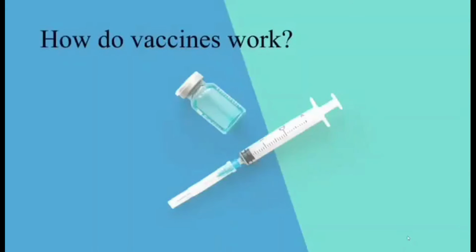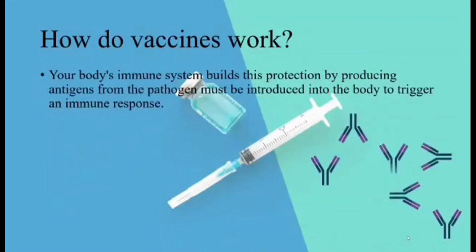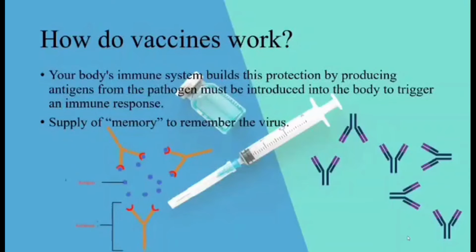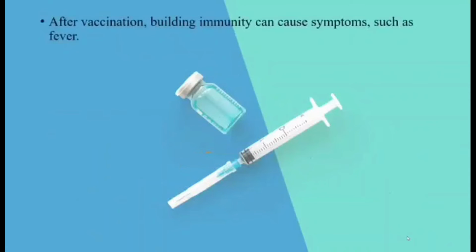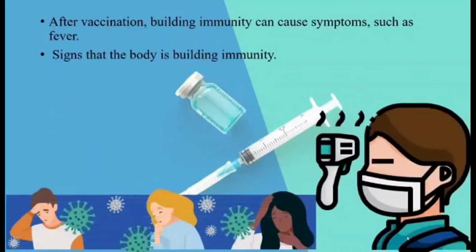How do vaccines work? The body's immune system builds this protection over time. But with all types of vaccines, the body is left with a supply of memory T lymphocytes as well as B lymphocytes that will remember how to fight that virus in the future. It typically takes a few weeks after vaccination for the body to produce T lymphocytes and B lymphocytes. Sometimes after vaccination, the process of building immunity can cause symptoms, such as fever. These symptoms are normal and are signs that the body is building immunity.